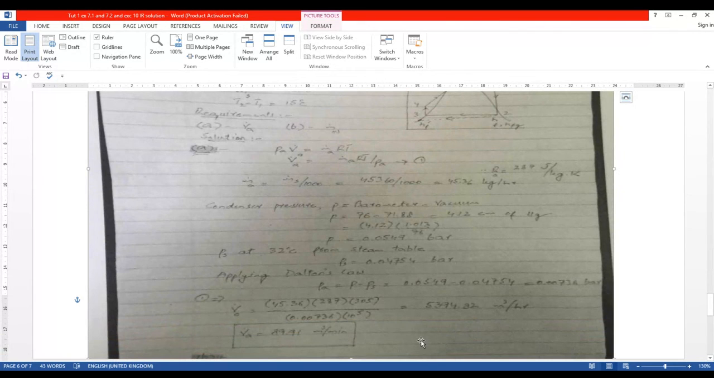And you can change it to minute by dividing by 60. It will be meter cube per minute, which is 89.91. Any questions so far?